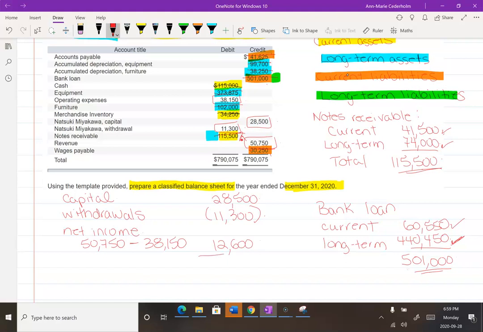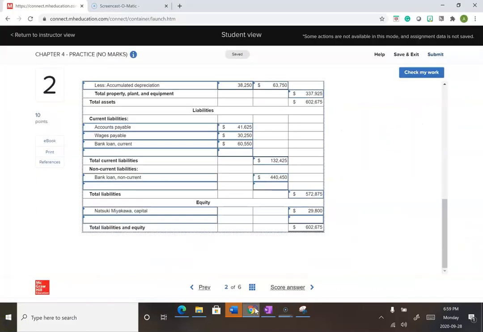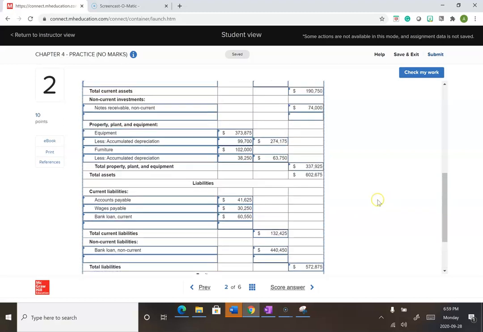12,600. And now if I add my capital, 28,500 minus my withdrawals of 11,300 plus my net income of 12,600, that gives me the 29,800. So that's my ending capital, which also is that amount that I just plugged. So if I just go, that's the 29,800. And now that I'm in balance, I know I did a pretty good classified balance sheet.